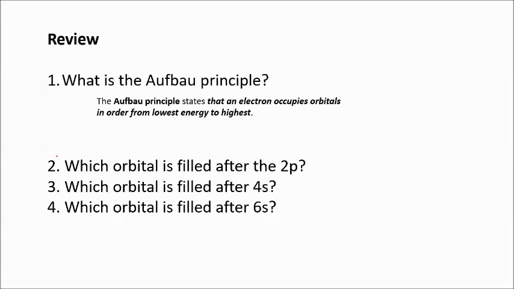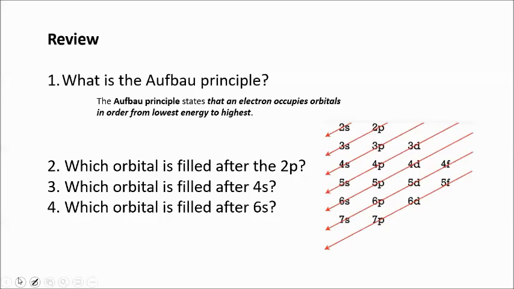So for number 2, 3, and 4, we need a diagram. This is the diagram. Again, we have 1s and then diagonal. So 1s comes first, next is 2s, 2p, 3s. We just follow this diagonal line, no?